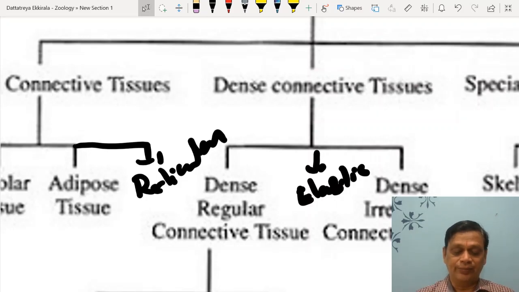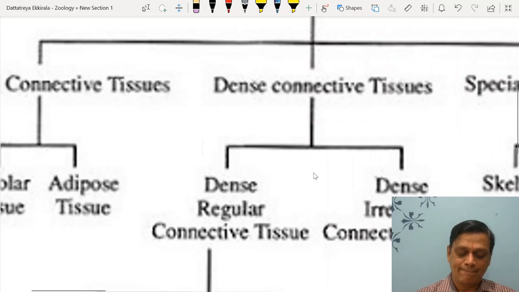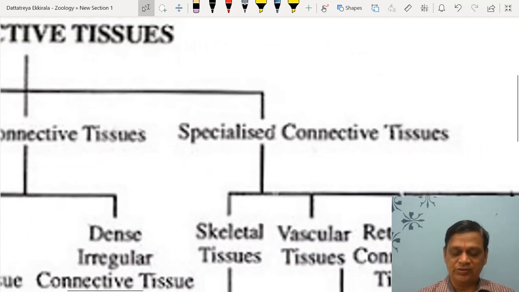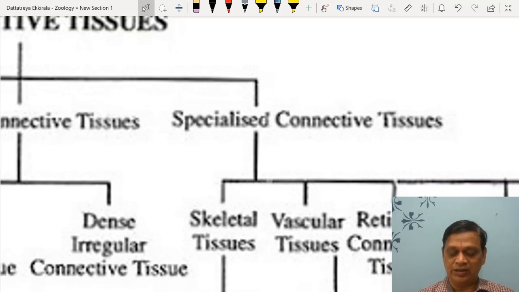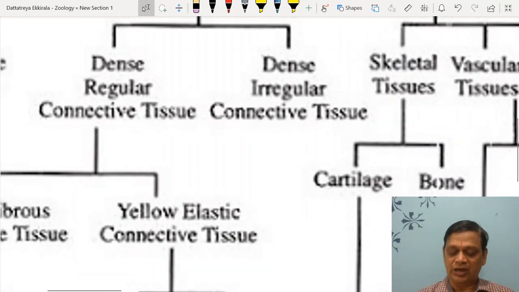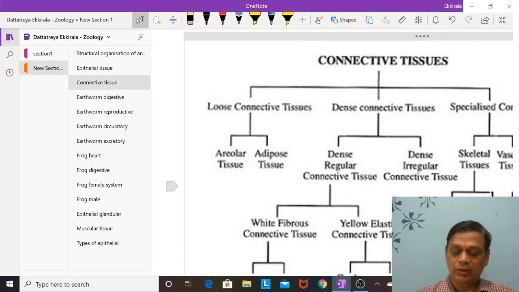Okay. Now, so that is the thing. Specialized tissue. Specialized connective tissue means it includes skeletal tissue and vascular tissue. So here generally we don't include reticular, and the skeletal includes cartilage and bone, right?